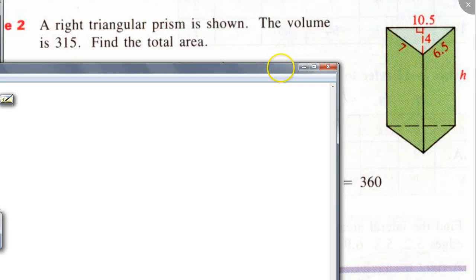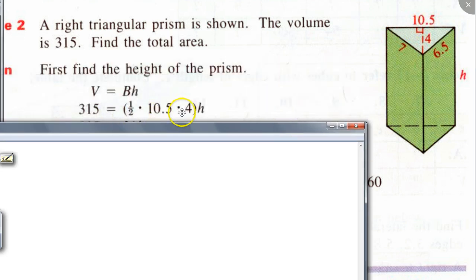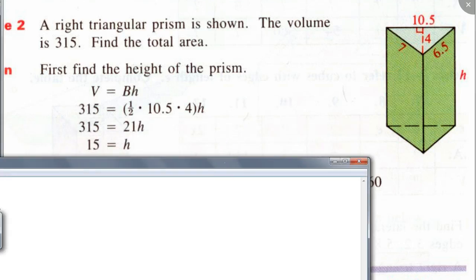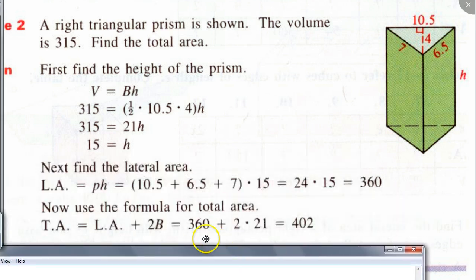So what is your formula going to be? 315 is equal to what? Area of the base times height. So please don't forget to put one half times 10.5 times 4 times h. Right? Does that make sense? Because people see that it's a triangle, but they forget to divide it by 2. When you do, you should get 15 as the height, and of course, to find the total area, you find the lateral area and add the 2 bases. Okay, again, 2 bases. These are triangles. Don't forget to divide by 2. Any question? This is pretty straightforward. So this one, they give you the volume. You have to find one of the unknowns and then find what they're asking.